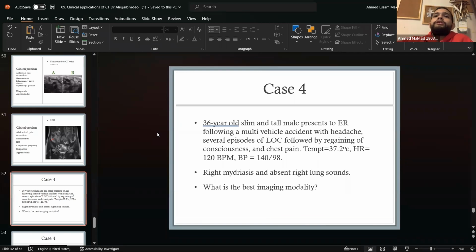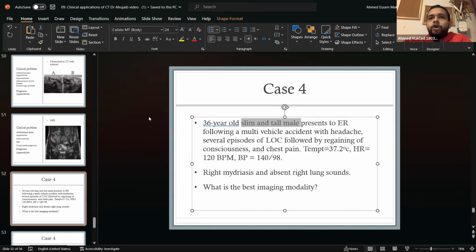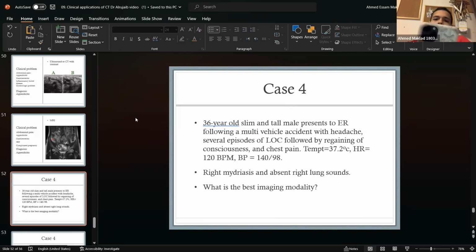Case 4 is a 36-year-old slim and tall male. What do you guys think when I say a slim and tall male? What do you start thinking of? I know it's cliche and you shouldn't do that, but in a question that says a slim and tall male, there's no reason they would mention that unless they're trying to tell you something. They're trying to tell you that this patient might have Marfan syndrome, right?